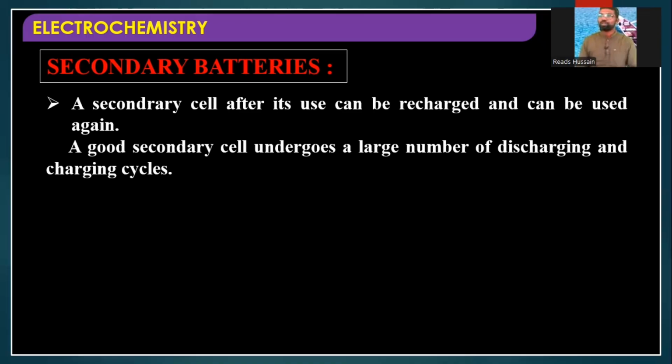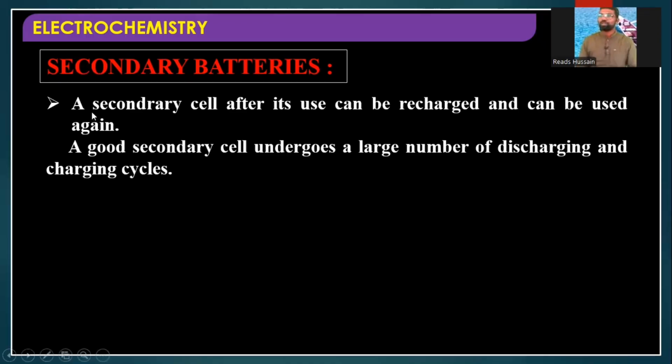Can you give an example of a secondary battery? In our day-to-day life, we use a secondary battery daily. Where? In our mobile phones. The battery present in our mobile phones is a secondary battery. How can we say it is a secondary battery? Because once the battery is discharged, again we can recharge it. Daily we charge our mobile phone. Discharging, charging, discharging, charging, which means the battery is not going to die. Such batteries are called secondary batteries.